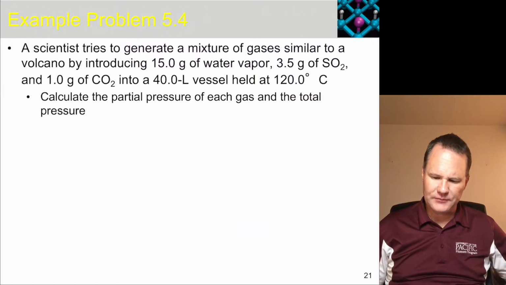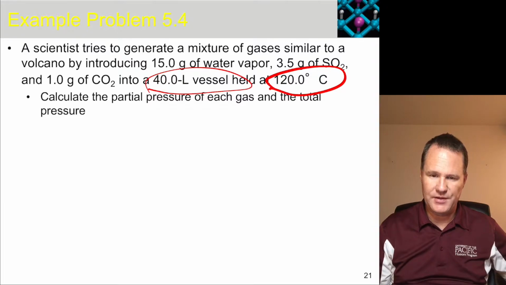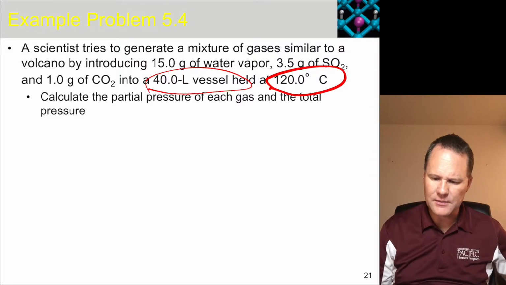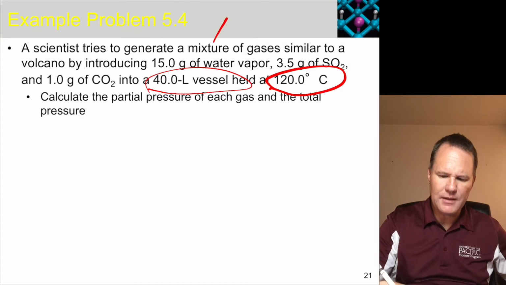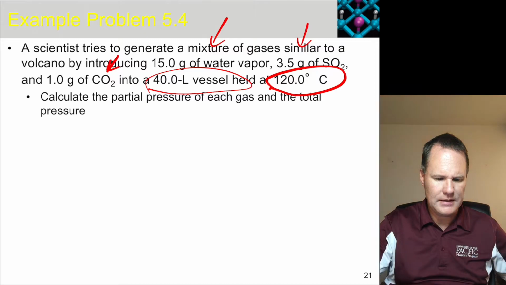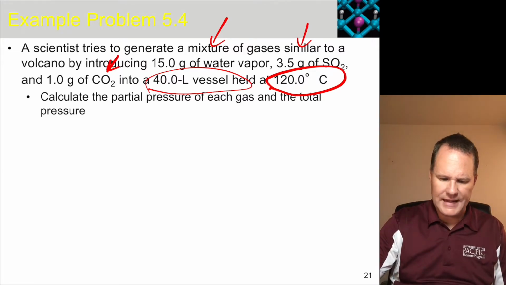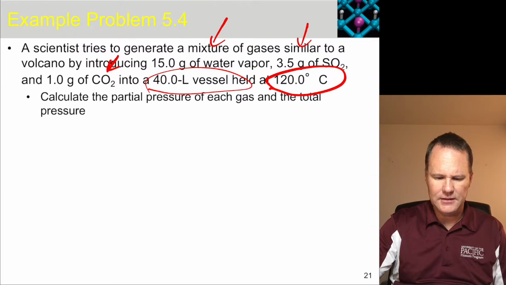Okay, and so I have a 40-liter vessel here, and the temperature is 120.0 Celsius. So now I have 4 sig figs in Celsius, which will also translate to 4 sig figs in the kelvins, because it starts with 100. And then I have this many grams of 3 components: water, SO2, and CO2. Okay, it's a little bit silly because I would actually probably react, but nevertheless, what would the partial pressure of each of the gases be, and then what would be the total pressure?